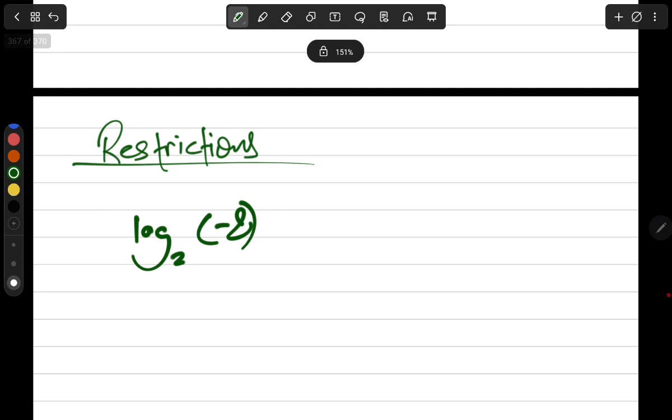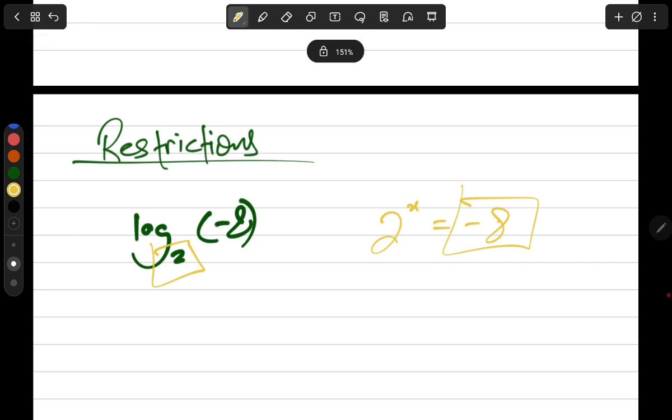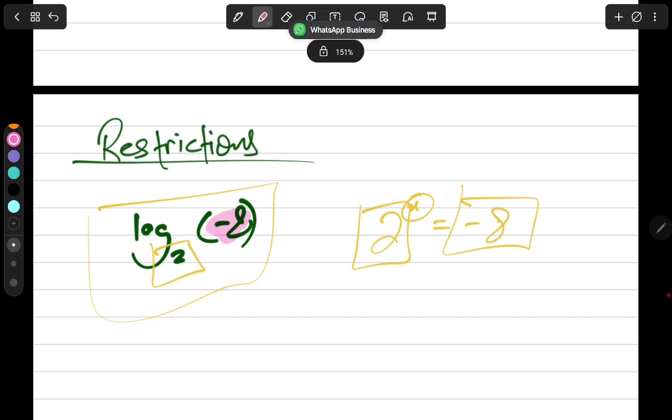Now, what does this mean? What power must this 2 be raised to in order to produce a negative 8? Can this 2 be raised to any power in order to give us a negative 8? Of course, that's impossible. Because I ask this question again: can a positive base, which in our case is 2, raised to any real power, which is x, ever become negative? No, that's impossible. Therefore, log minus 8 to the base 2, this negative argument was problematic. So this doesn't exist.